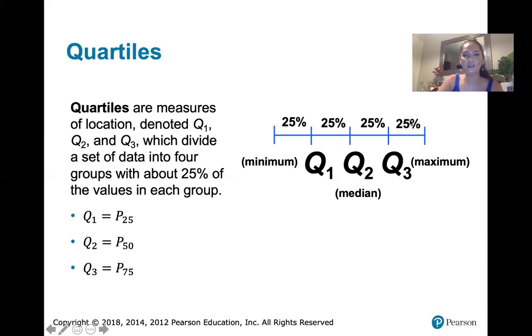Now, I love this graph because I think it shows visually that we've got a minimum, then the first quartile, then the second quartile, then the third quartile, and then the maximum. But what I don't love about this graph is that it shows that this 25%, this 25%, this 25%, and this 25% are evenly spaced. The minimum value, the first quartile, the second quartile, the third quartile, and the maximum are not necessarily evenly spaced.